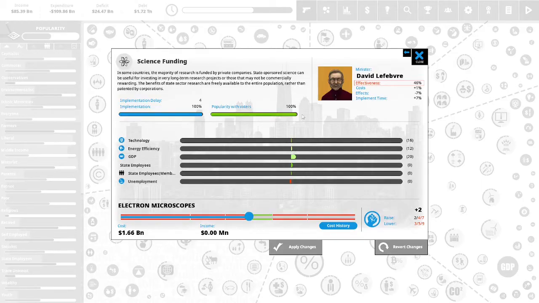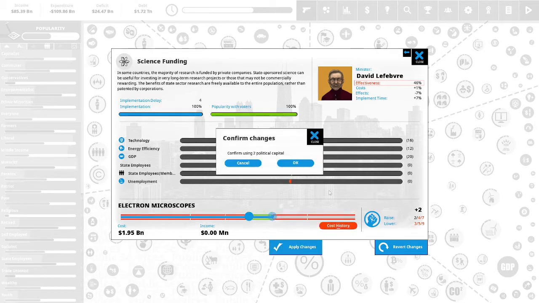We will put our last 2 political capital into science funding. In some countries, the majority of research is funded by private companies. State-sponsored science can be useful for investing in very long-term research projects or those that may not be commercially rewarding. The benefits of state sector research are freely available to the entire population rather than patented by corporations. This is 100% popular with the vote. We're going to use our last 2 political capital to put some more money in electron microscopes. We will apply the changes.